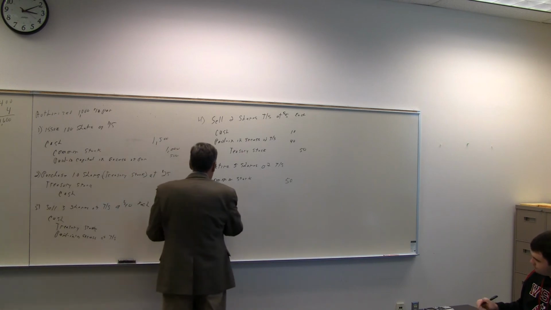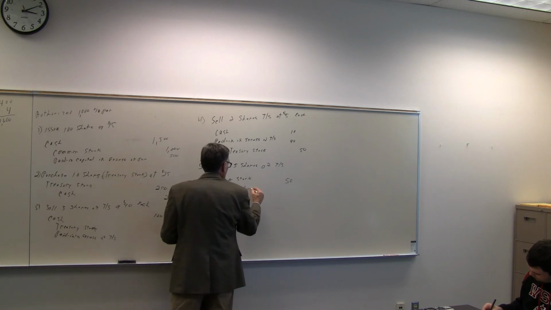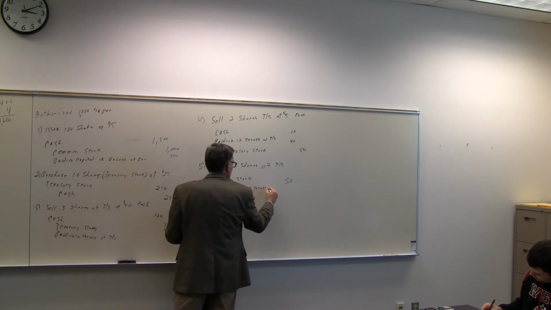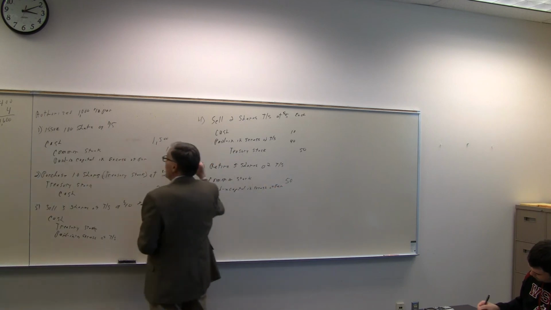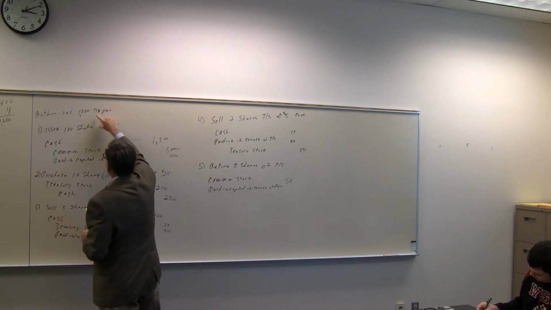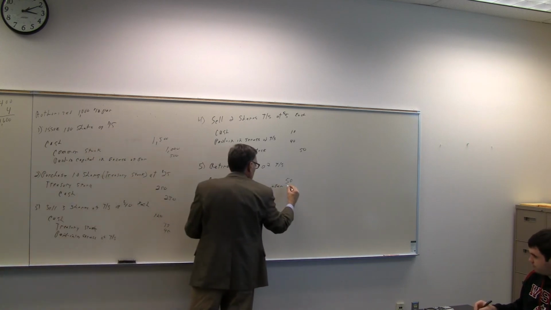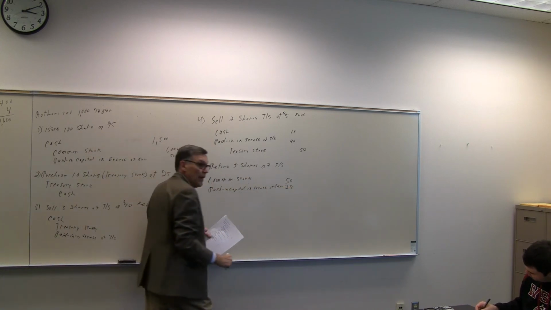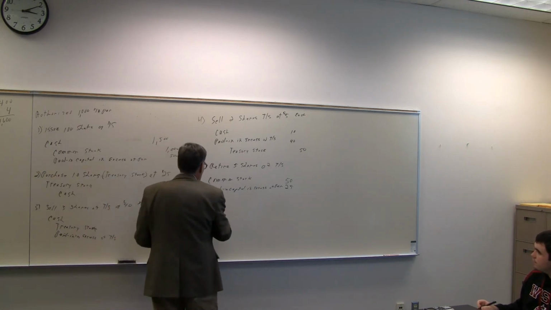Paid in capital in excess of par. Now in this case, they sold it for 15, so that's 5 above par. 5 times 5 is $25. So we're going to remove that from the books. Paid in capital in excess of treasury stock.